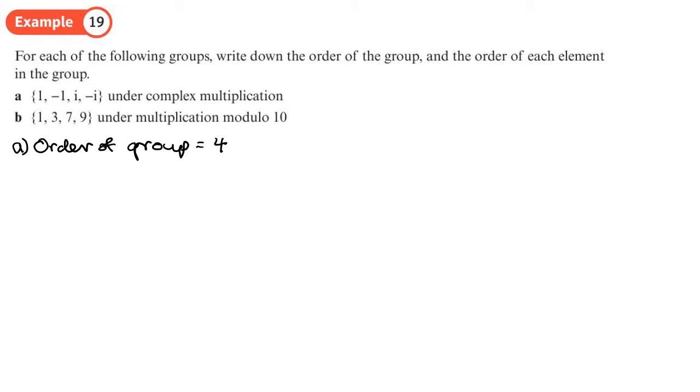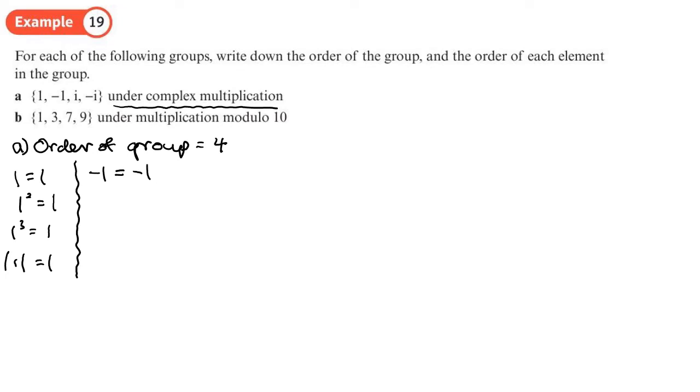So let's start with 1 here. So obviously this is complex multiplication. So when we start, we get 1, then 1 squared is going to give me 1 times 1, and so on. It's just going to generate 1, is it? I'm not going to generate any other elements. So the order of 1 is 1. Okay, let's now look at the second element, negative 1. So obviously you just get negative 1, so that's order 1.